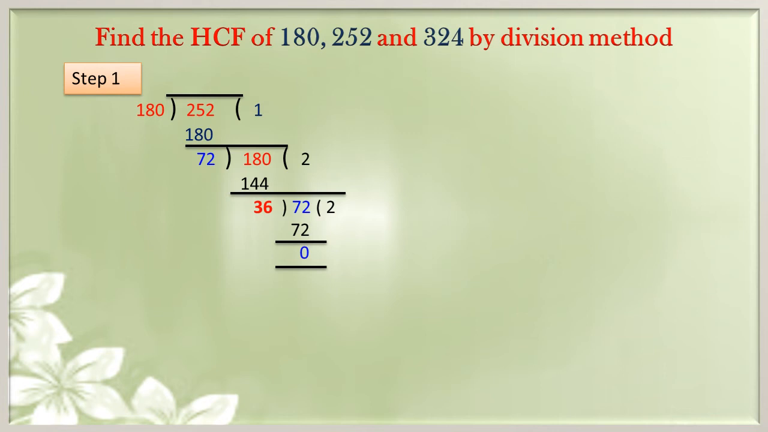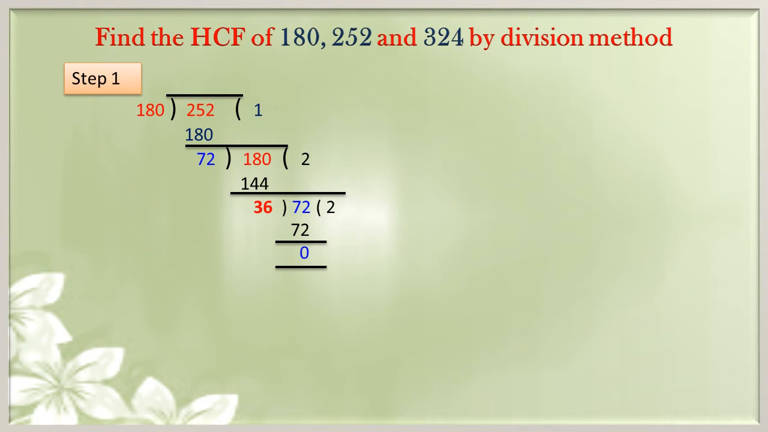Now we are going to divide 180 by 72. How many times we have 72 in 180? We have 2 times, so write 144. Now we are going to subtract 144 from 180. The remainder is 36. So the remainder becomes the divisor and the divisor 72 becomes the dividend.